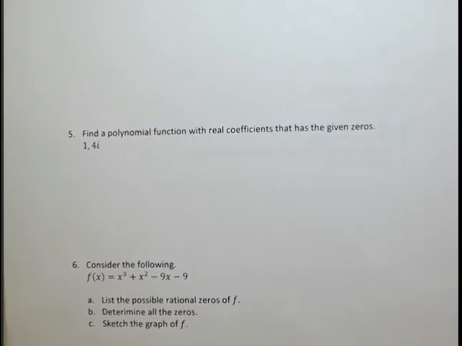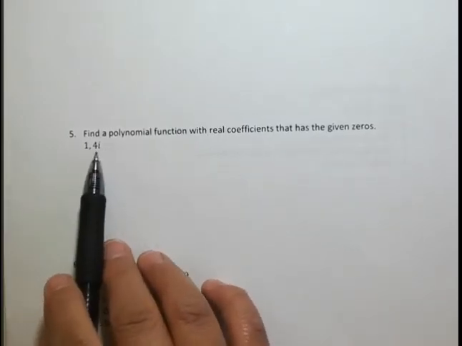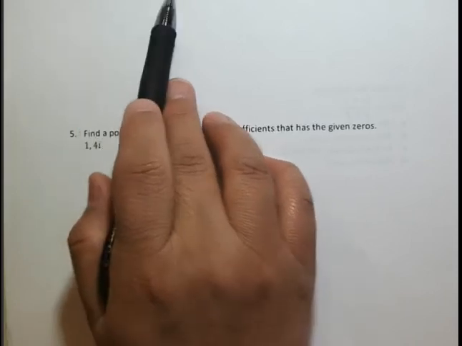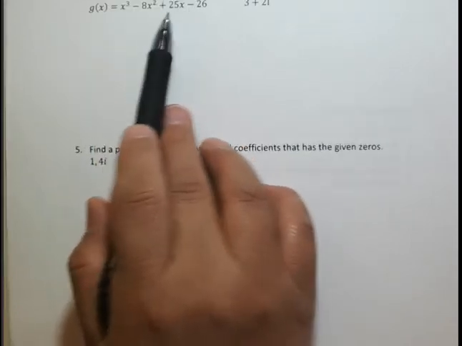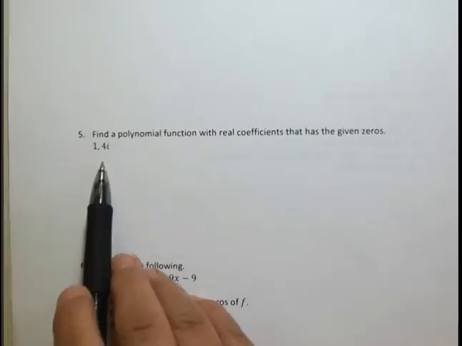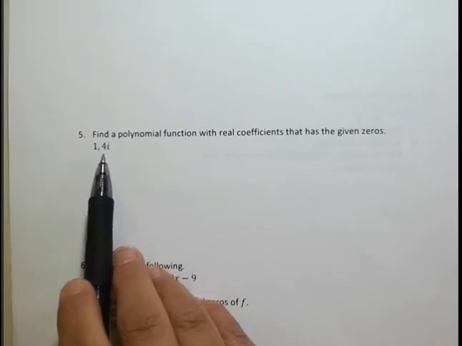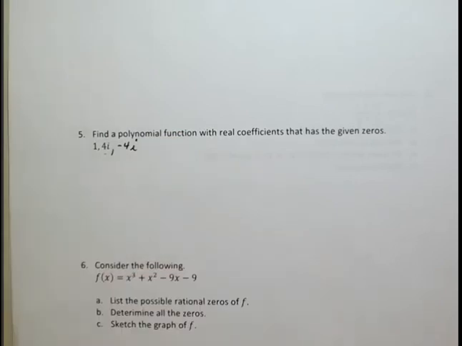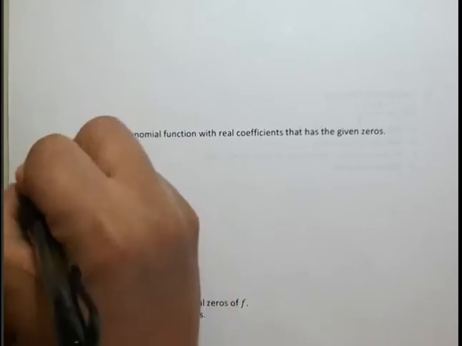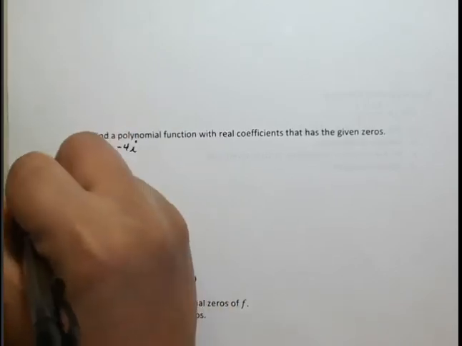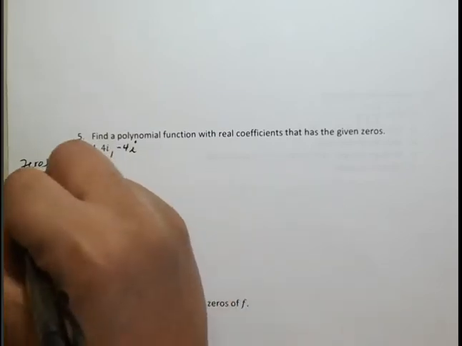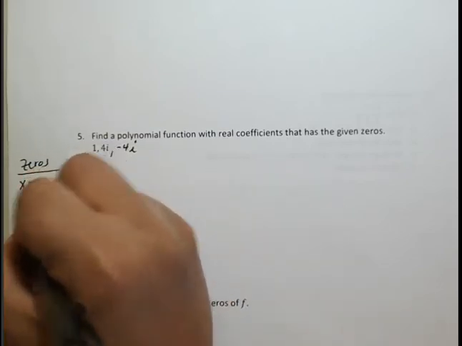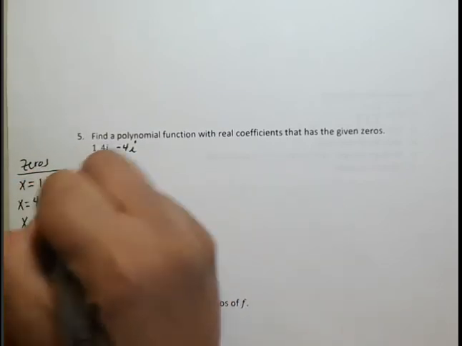So for 5, they tell you these are the zeros, and they want us to find a polynomial, so your answer might look something like this. Okay. Well, since you have a complex 0, then the conjugate is also going to be a 0. Okay, so automatically you want to include the conjugate as a 0. Okay. So my zeros here are x equals 1, x equals 4i, and x equals -4i.